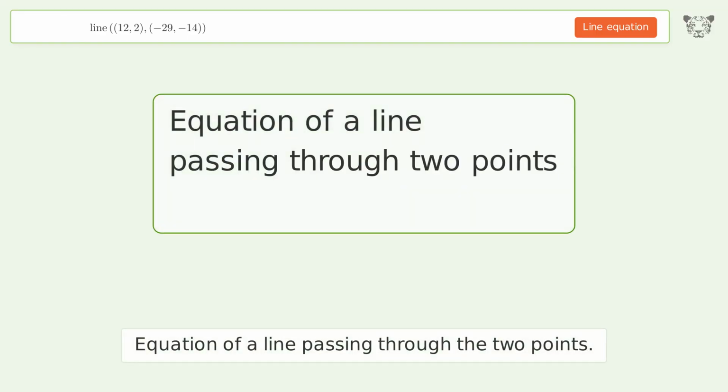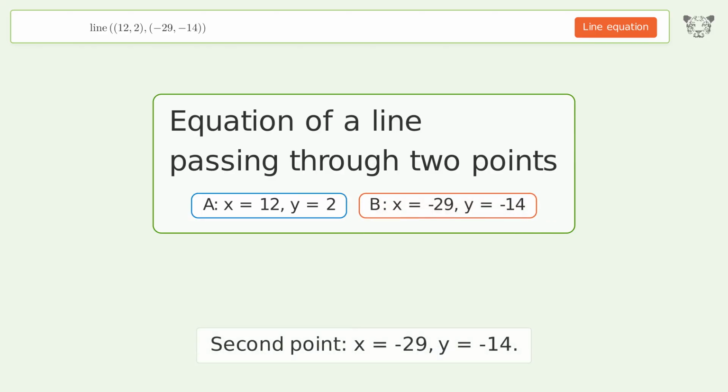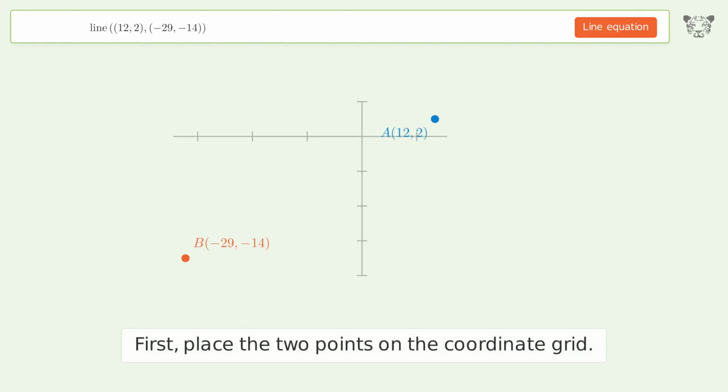Equation of a line passing through 2 points. The first point has x equals 12, and y equals 2. The second point has x equals -29, and y equals -14. First, place the 2 points on the coordinate grid.